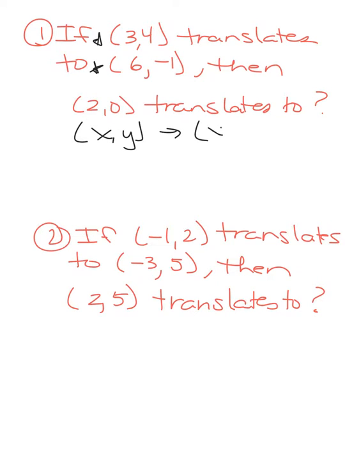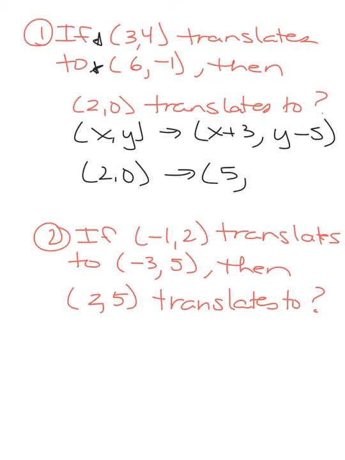So what I did with x is I added 3, and then for y I went from 4 to -1. So that's actually subtracting 5. So now let's take my new coordinate point, 2, 0. If I add 3 to my x value, I get 5. And if I subtract 5 from my y value, I'm going to end up with -5.